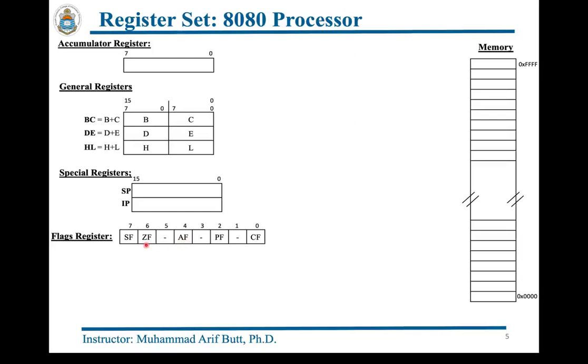Bit number 6 contains the zero flag, ZF. It is set by the microprocessor if the result of an arithmetic or logic operation is 0. Bit number 7 contains the sign flag. It holds the most significant bit, or you can say the sign bit of the result after an arithmetic or logic instruction.